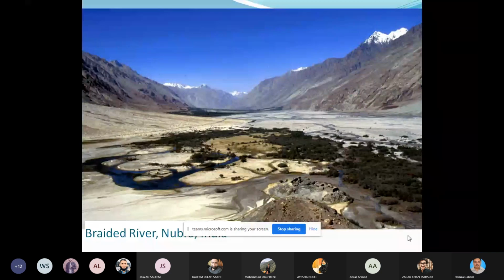Then the example of a tributary of river Indus, the Nubra river, that is in India. So it is basically a tributary of river Indus. So it is exhibiting the braiding pattern.